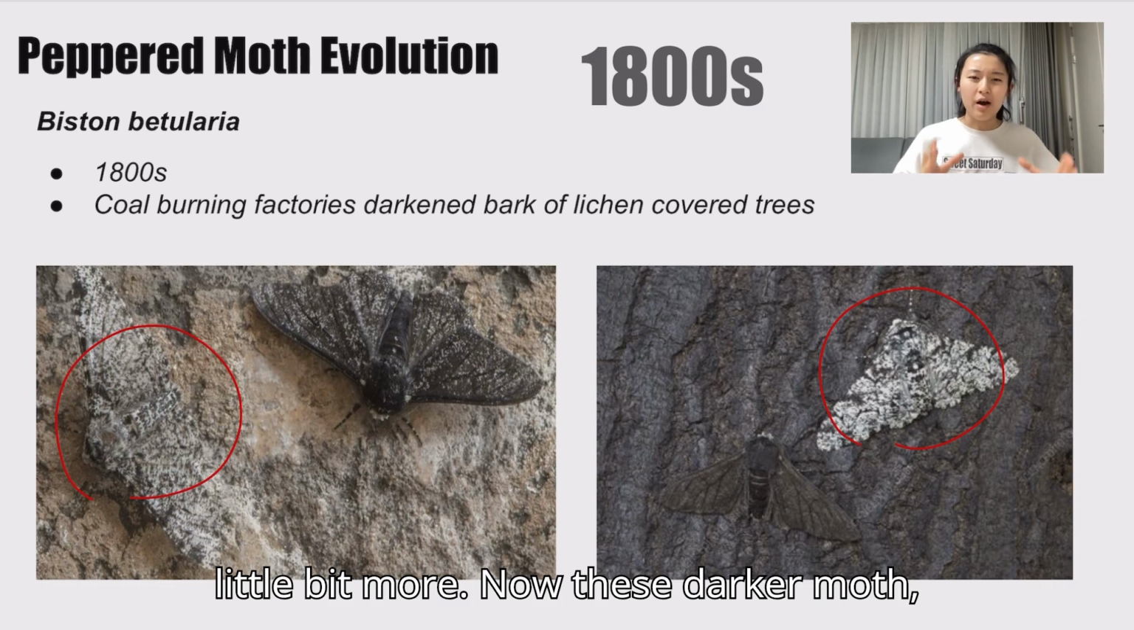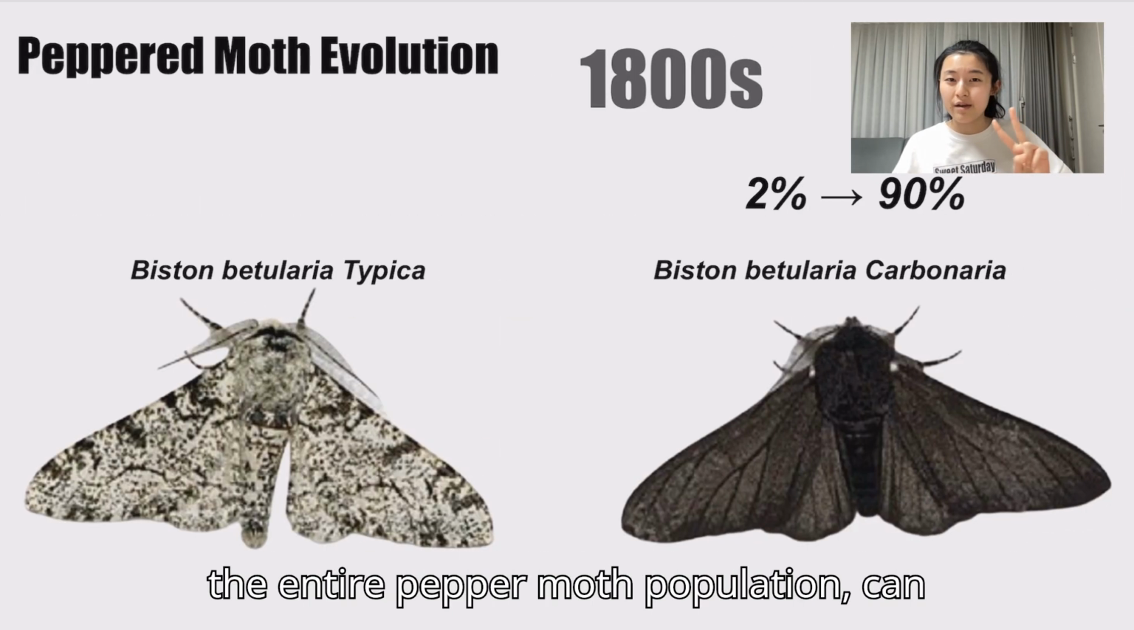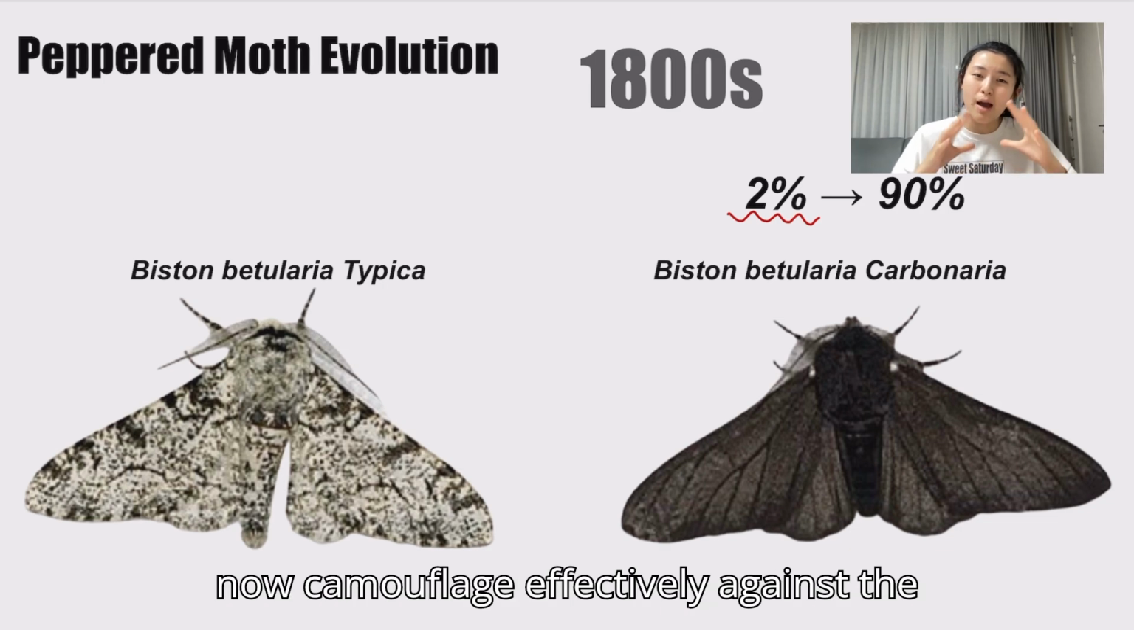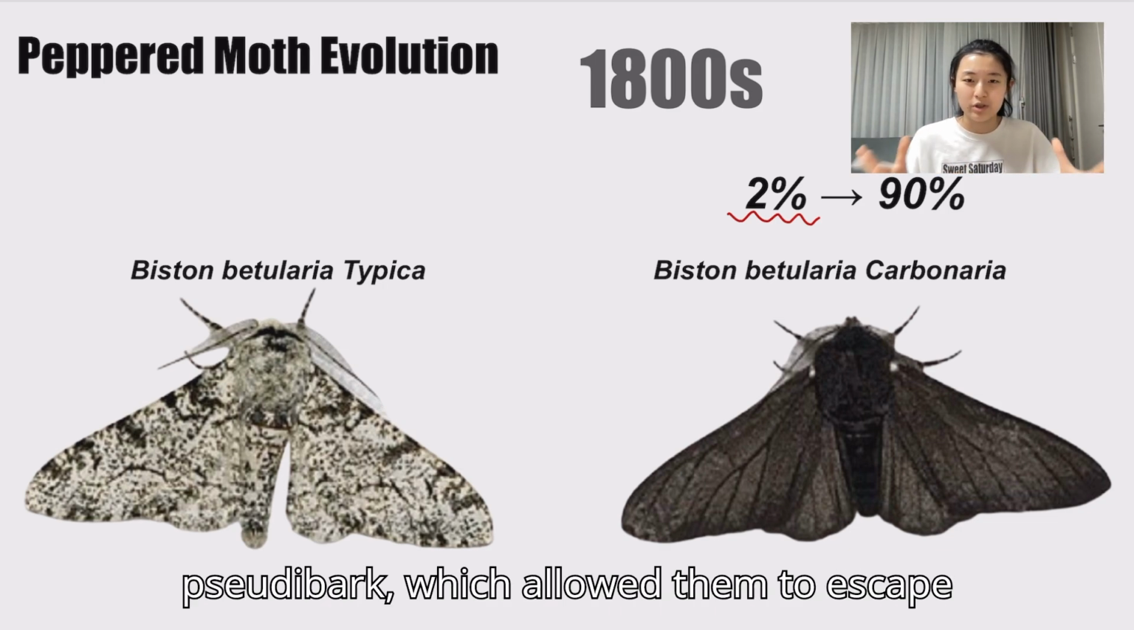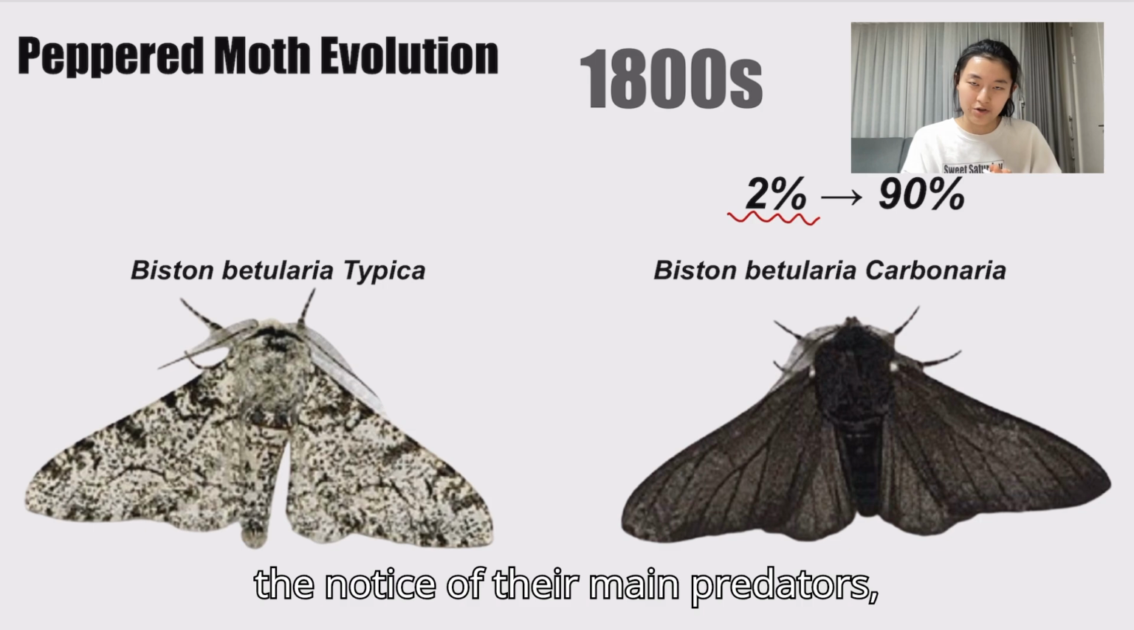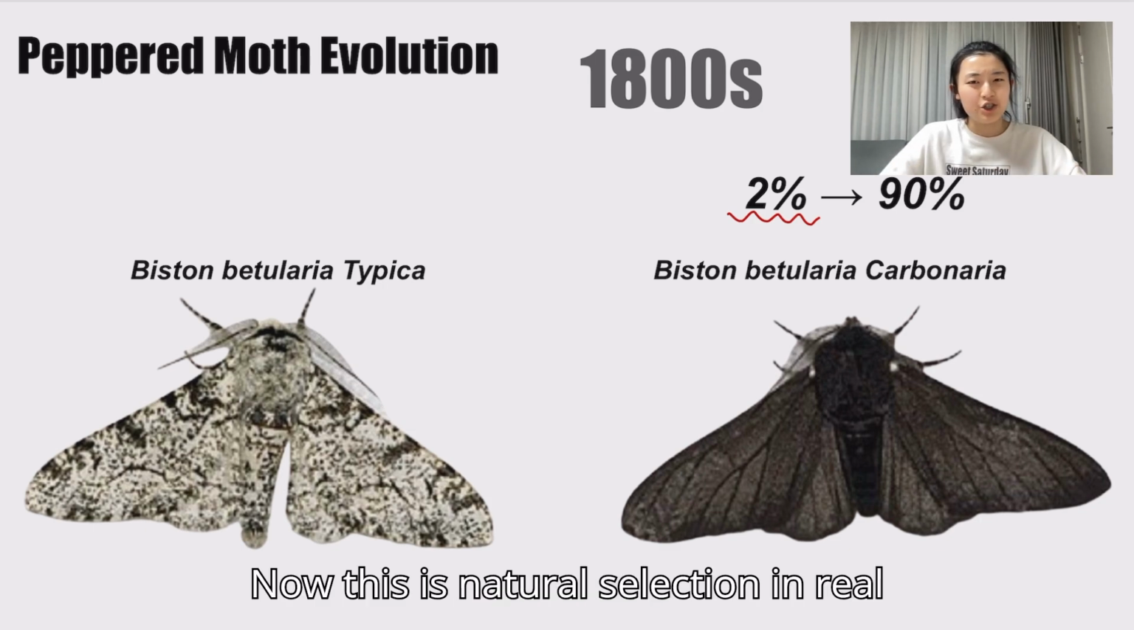Now, these darker moths, which initially made up less than 2% of the entire peppered moth population, can now camouflage effectively against the sooty bark, which allowed them to escape the notice of their main predators, birds. Now, this is natural selection in real time.